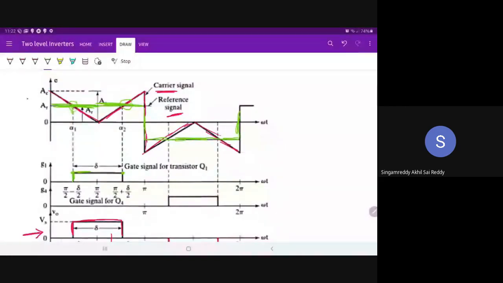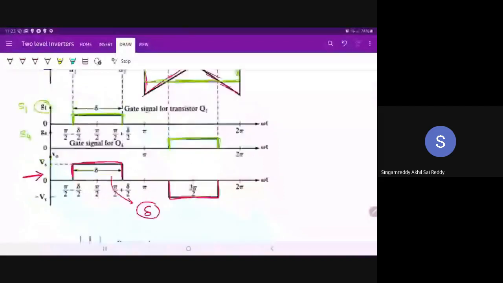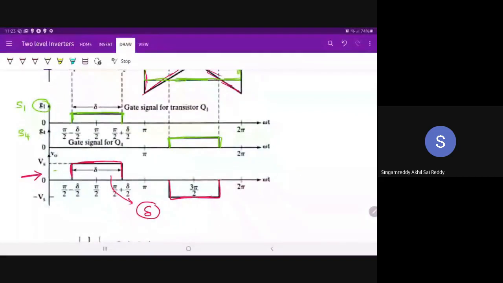This is the upper switch signal. This is corresponding to S1 and this is corresponding to S4. So this is the output pulse. We already discussed it, right? When S1 is on, output voltage is Vs. When S4 is on, output voltage is minus Vs. Clear?